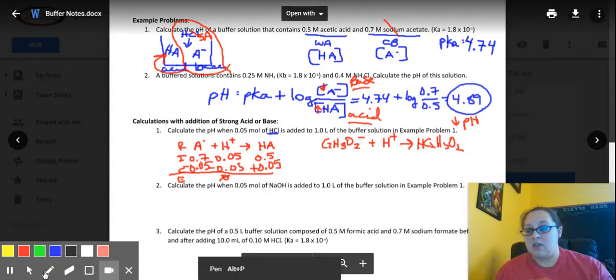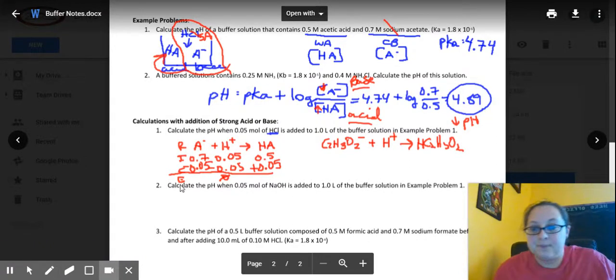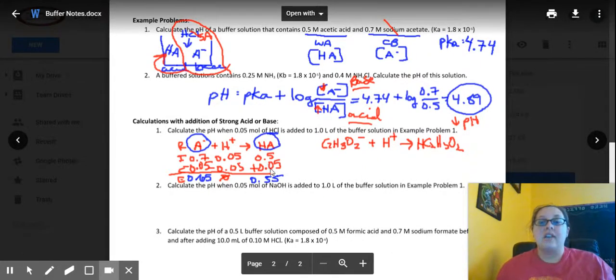All right, so I'm going to use a blue pen now. So 0.7 minus 0.05 is 0.65 molar, and that's of the A minus. And HA is 0.5 plus 0.05, so that is 0.55 molar. So that is the new concentration of my HA. Now all I have to do is plug this value in for HA, plug this value in for A minus. My pKa hasn't changed because I'm dealing with the same stuff, and that will give me my new pH. So let's plug that in.